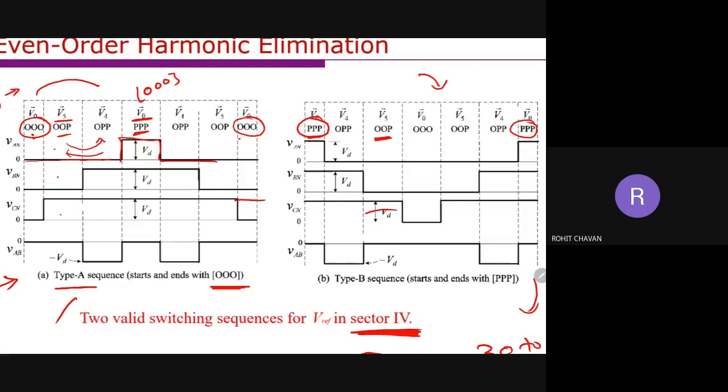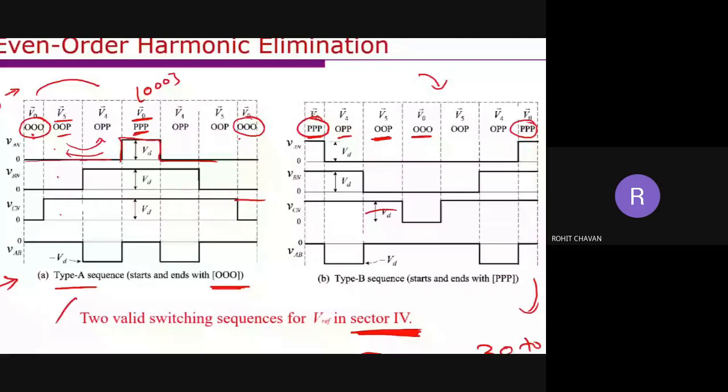So what is the disadvantage? It will change two phases. That is, A phase and B phase are changed, right? Therefore, we first start with V4 and after that we start with V5. Clear? And we have this 0, 0, 0 here and it ends with PPP. So in type A, it is starting with 0, 0, 0 and ends at 0, 0, 0. And type B switching starts from PPP and ends at PPP, right?